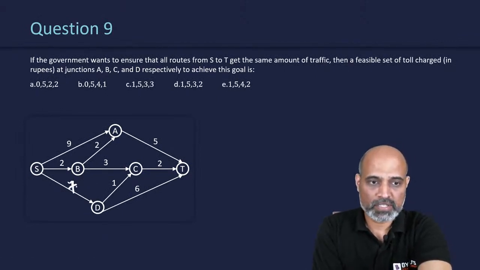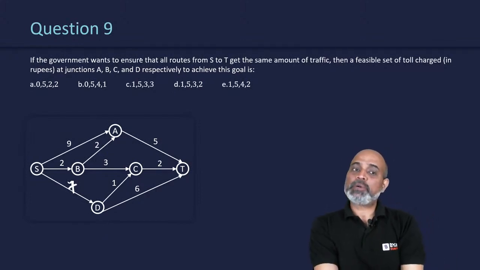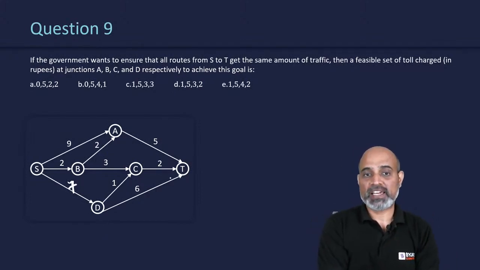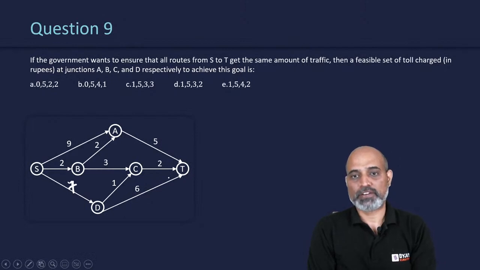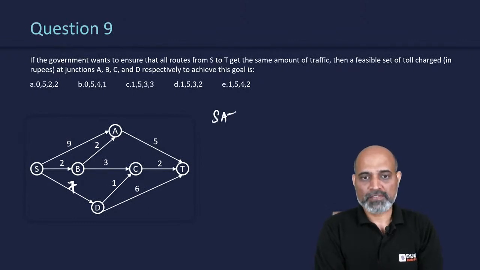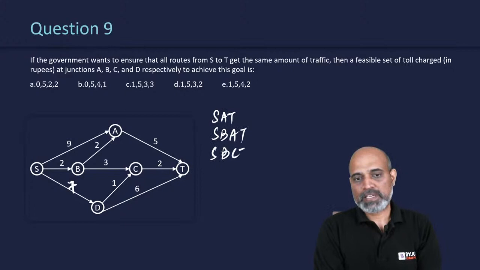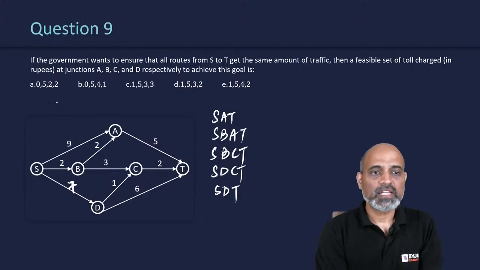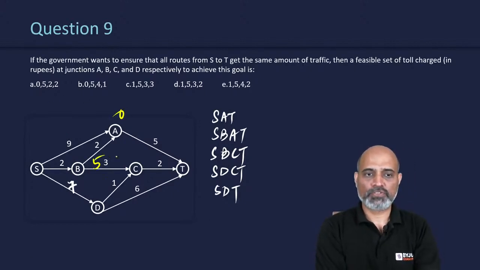This one is 7 actually. If the government wants to ensure that all routes from S to T get the same amount of traffic, then a feasible set of toll charges. All should be equal, right? So we have SAT, we have SBAT, SBCT, the third route, the fourth, and the fifth route. Let's put in the options.